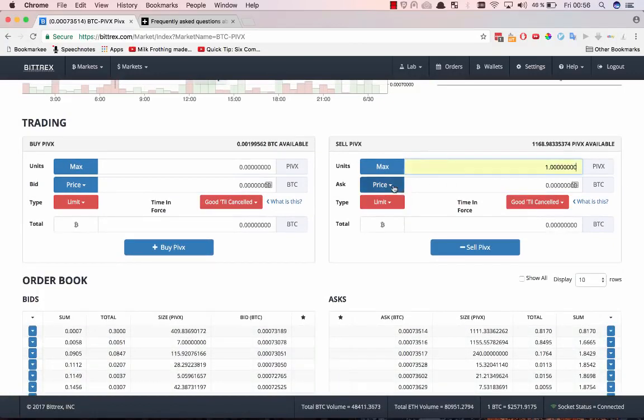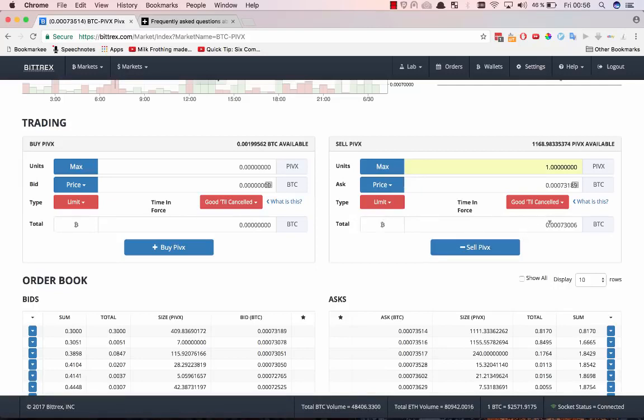and now we have the choice of whether we sell it at the last rate it was sold, the bidding price, which is what people are prepared to pay for our Bittrex, or the asking price, which is the price that people selling are prepared to sell for. I'm going to choose bid because that is the highest price that someone is prepared to pay for my Bittrex.